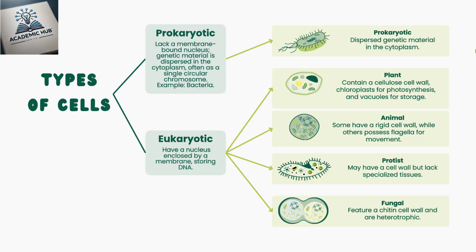Some bacteria also have a negative effect, causing diseases such as tuberculosis and pneumonia. But antibiotics help control bacterial infections. And lastly, in a few words, we can say that prokaryotic cells are the simplest form of life, but play a crucial role in the environment and human health.